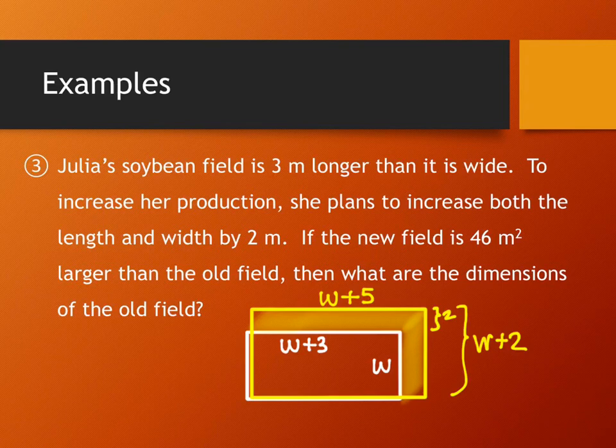Okay, everybody okay so far? Okay, so I have 2 different fields. My fields have 2 different areas, and the difference between those areas is 46. The big field is 46 larger than the little field. Okay, so far so good?